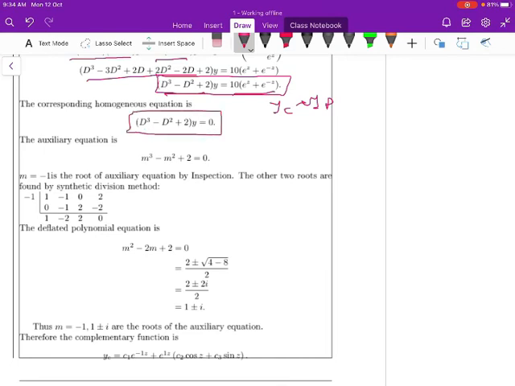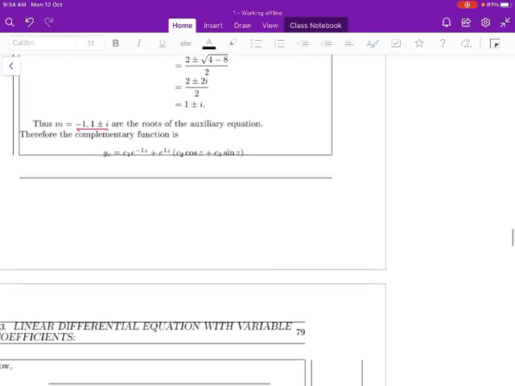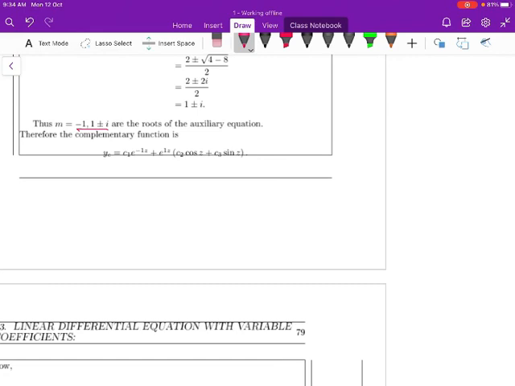Now, to find yc, consider the homogeneous differential equation. Let us set the auxiliary equation, that is m cube minus m square plus 2 equal to 0. Solve the third degree equation. We will have the roots minus 1, 1 plus i and 1 minus i as the roots of the given equation.